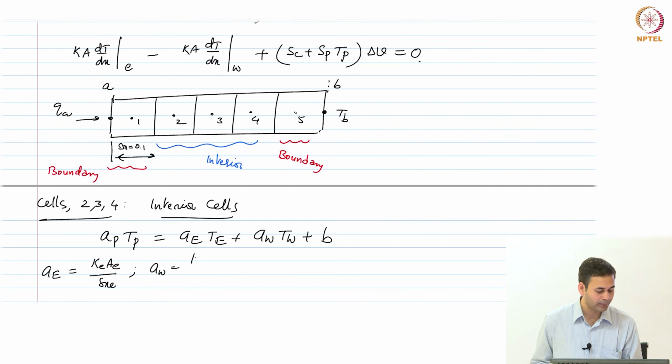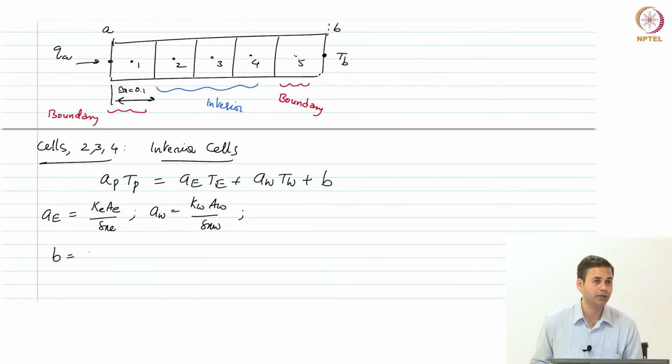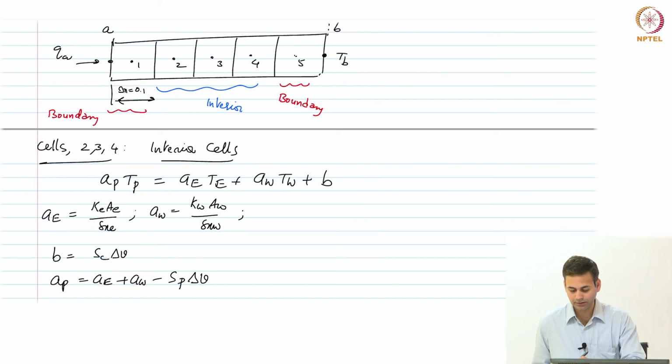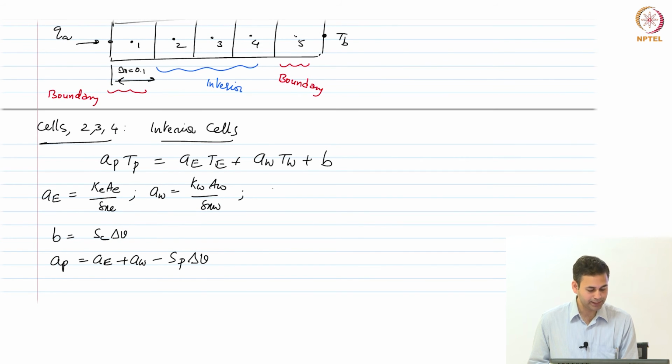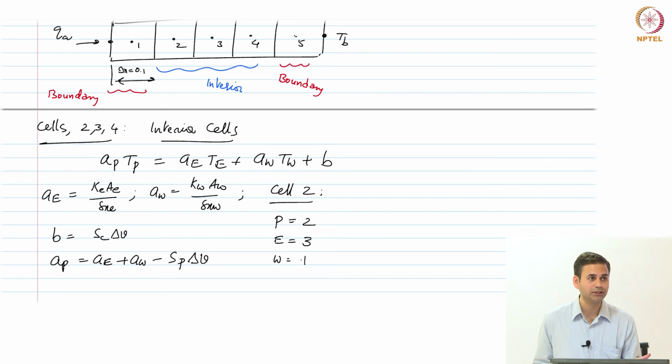What would be A west? K west A west by del x W. What would be B? B would be Sc times delta V, and AP would be A east plus A west minus Sp times delta V, right? If we were to apply this to, let us say, cell 2, what would be the P? You would substitute P for 2, E for 3, right? For cell 2, east is 3 and west would be 1. Okay, so you would substitute these things, right?